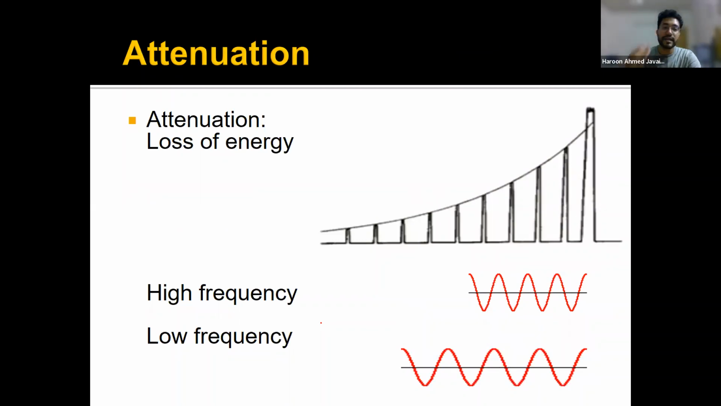So attenuation, the actual translation of it is loss of energy, okay? Basically, if you have a high frequency sound, it will have more energy, so there will be less attenuation. Okay, and if it's low frequency, it has low energy, so more attenuation.